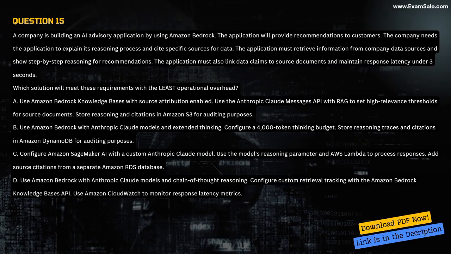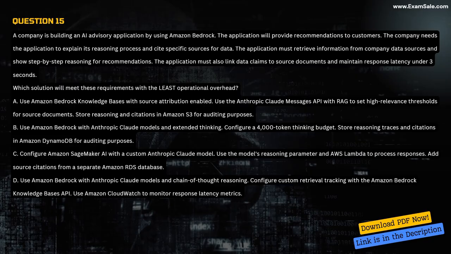C. Configure Amazon SageMaker AI with a custom Anthropic Claude model. Use the model's reasoning parameter and AWS Lambda to process responses. Add source citations from a separate Amazon RDS database. D. Use Amazon Bedrock with Anthropic Claude models and chain of thought reasoning. Configure custom retrieval tracking with the Amazon Bedrock Knowledge Bases API. Use Amazon CloudWatch to monitor response latency metrics.